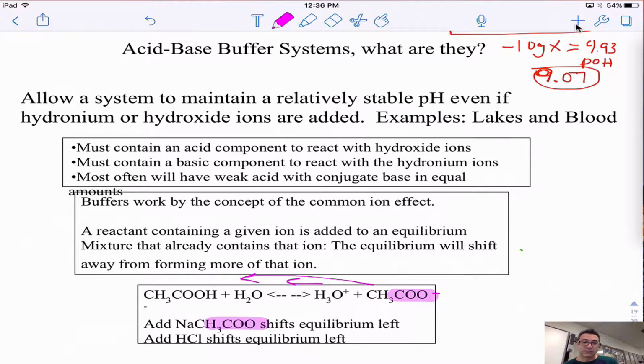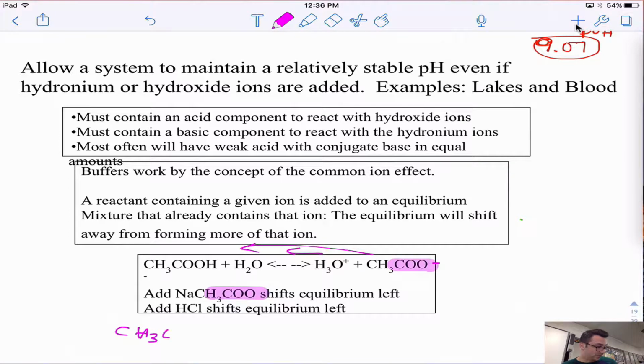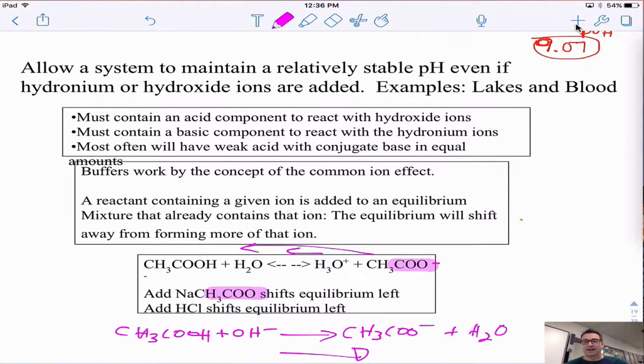If I add OH-, which I don't show you here, the OH- will react with the acetic acid component, and it will cause the reaction to produce more CH3COO-, and that will shift the reaction to the right. So we can get the reaction to shift back and forth, but the key is that if we add H3O+, it has a component of the buffer to react with. It can react with the acetate ion. And if we add some OH-, it has a component of the buffer to react with. It can react with the acetic acid component.